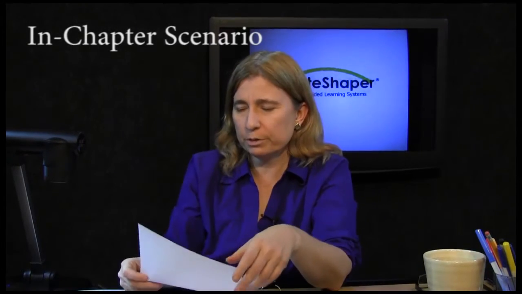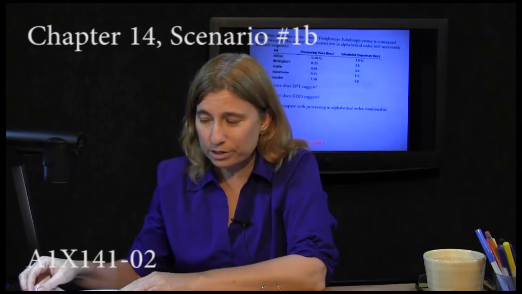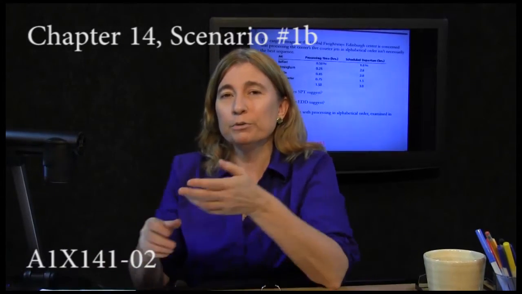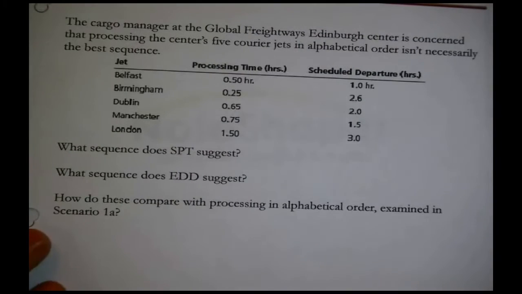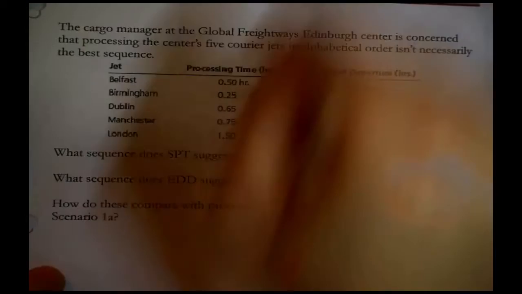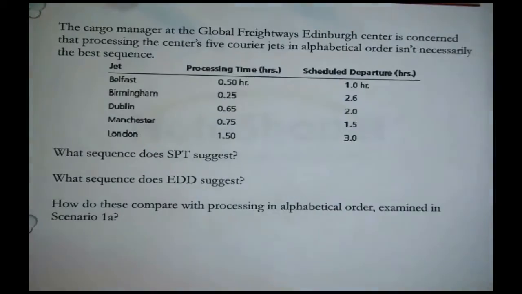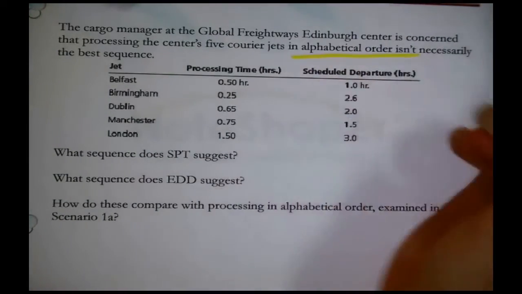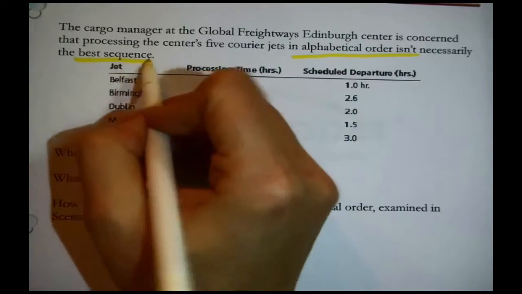Different priority rules will create different sequences. Once you start creating different sequences in job shop scheduling, you then need a way to compare the sequences. That's what's going on here. The cargo manager at Global Freightways Edinburgh Center is concerned that processing the 5 courier jets in alphabetical order isn't necessarily the best sequence.